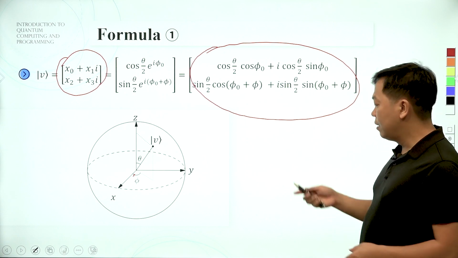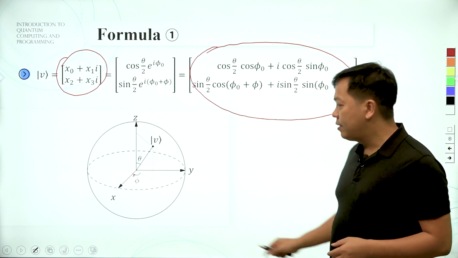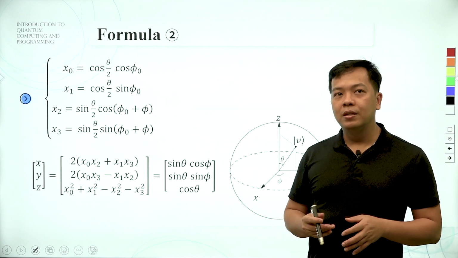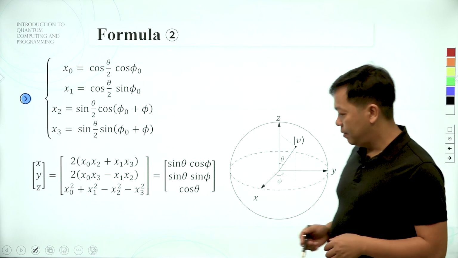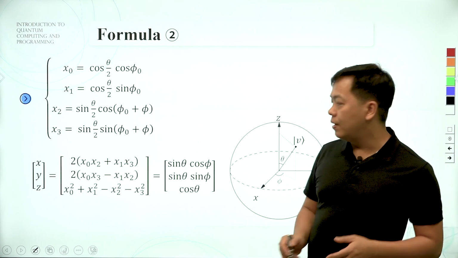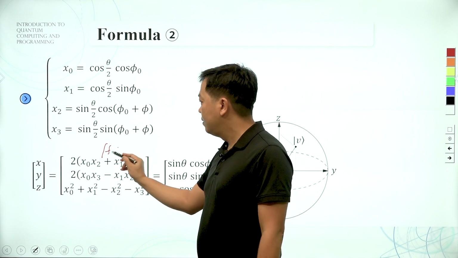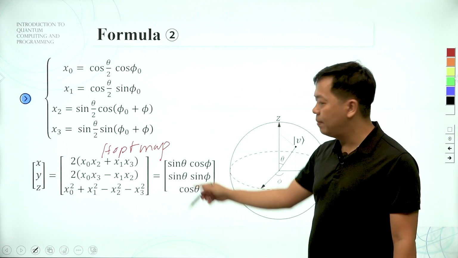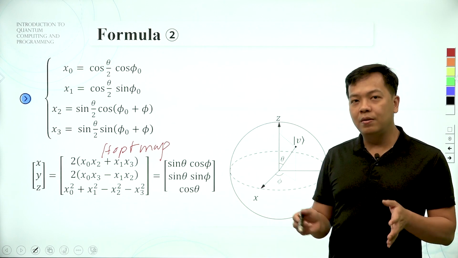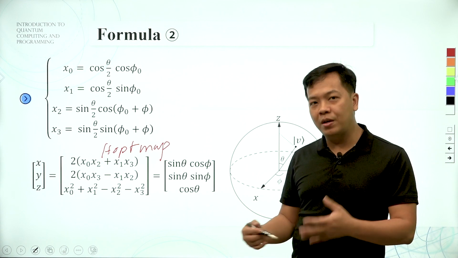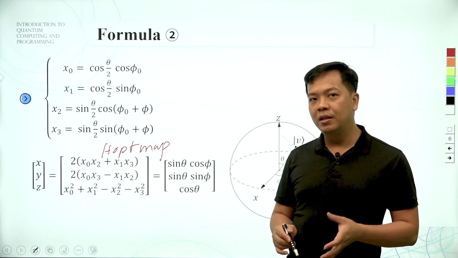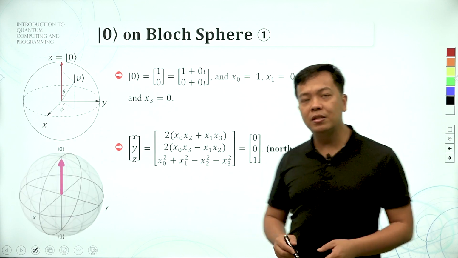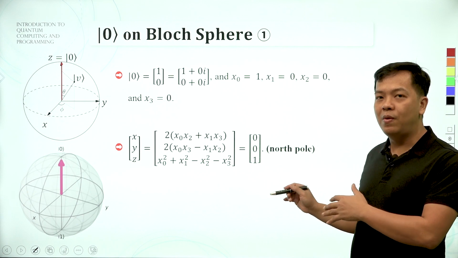Now we can apply this kind of formula to try to draw our bit. Recall, after we transform using the Hopf map, we have this kind of formula. After we transform, how can we draw the qubit in the polar form or on the Bloch sphere? This is one of the methods.